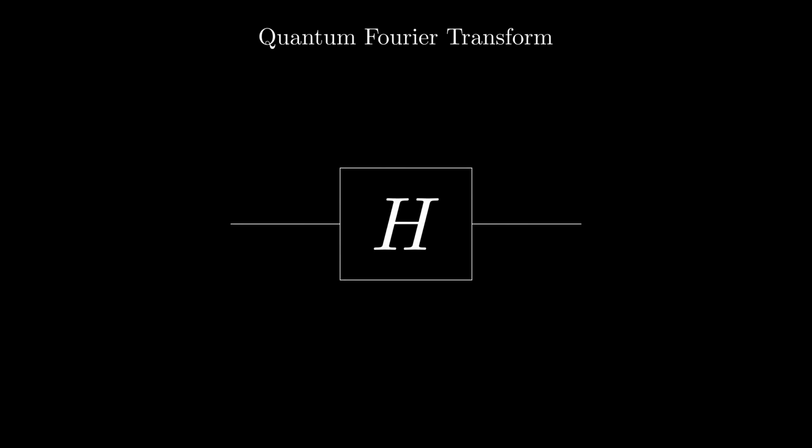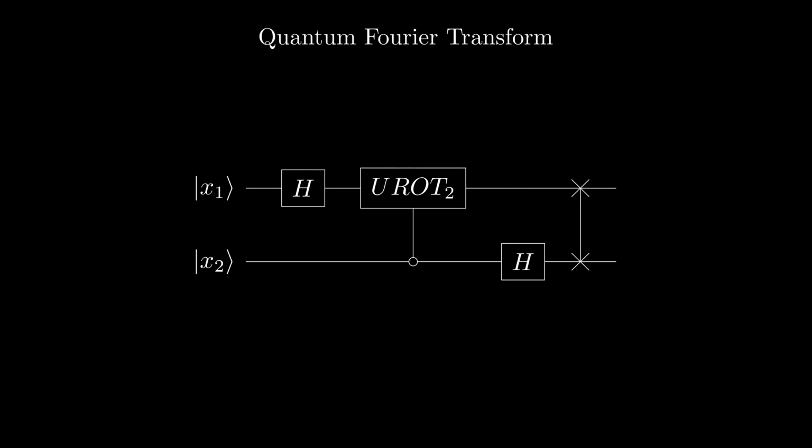A single Hadamard performs the quantum Fourier transform on two amplitudes. The 2-qubit circuit is more complicated. The Urot gate rotates the phase of the qubit. It is sometimes called the phase shift gate. We use it here as a controlled gate to transfer the phase. Finally, we need to swap the output qubits, and the Fourier transform is finished.